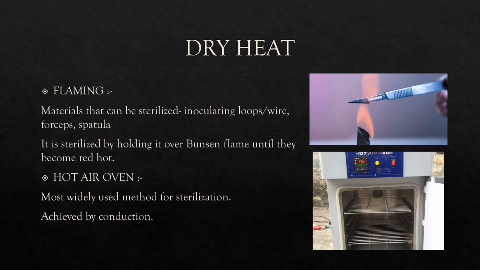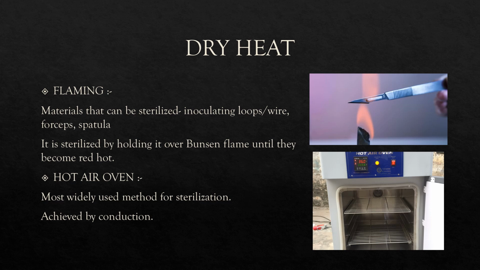Now we'll be dealing with dry heat. Under dry heat we have flaming. What is flaming? In this process we use materials like inoculating loops, wires, scalpels, spatulas and forceps for getting sterilized. They are sterilized over a Bunsen flame until they turn red hot.